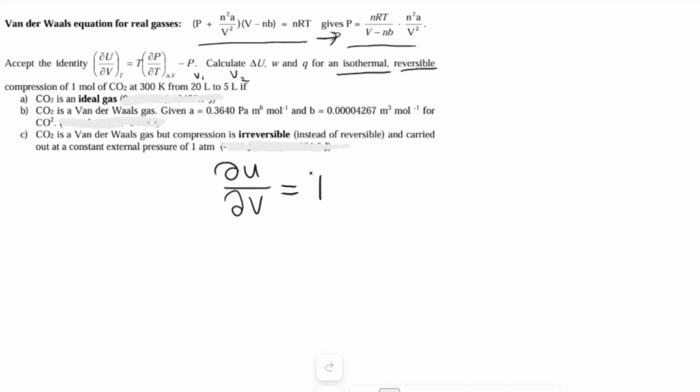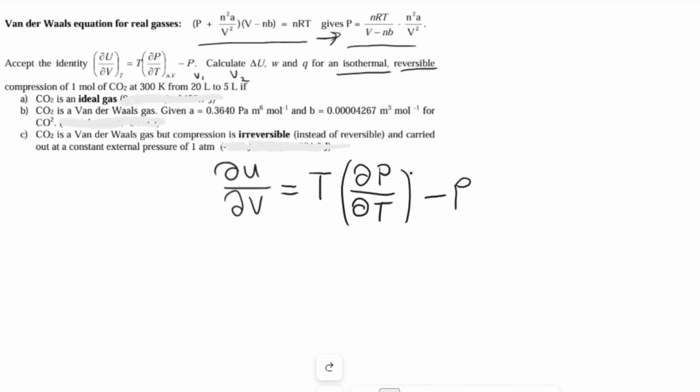We multiply T with what? The partial derivative of the pressure with respect to T. Differentiate pressure with respect to T, and then multiply the result with the temperature that is outside here, and then subtract P from it. We have to simplify the right side first. After simplifying it, we can multiply by dV on both sides and then integrate with respect to volume on the right side, and then we will get the answer that we are looking for. That's the procedure.